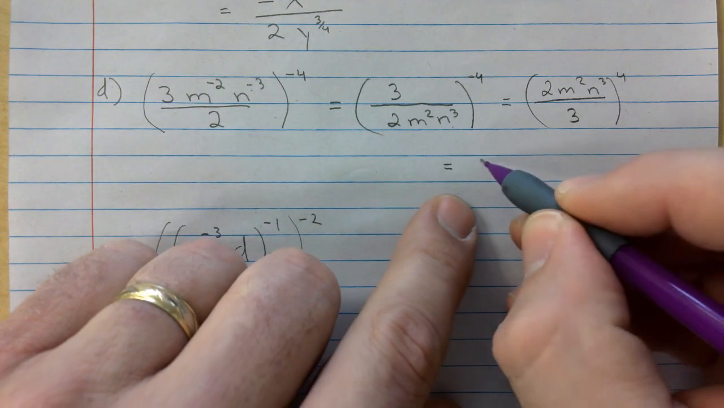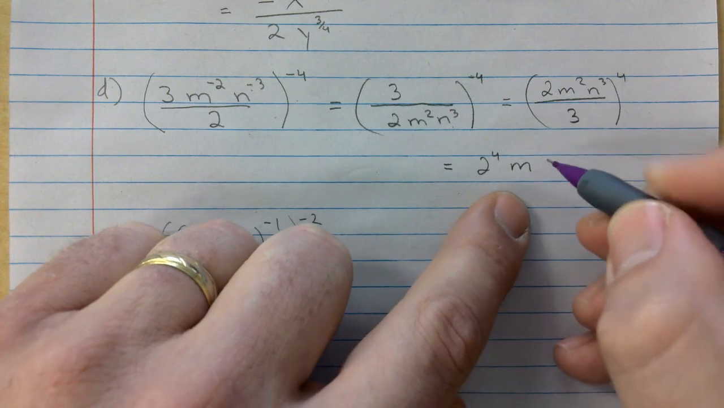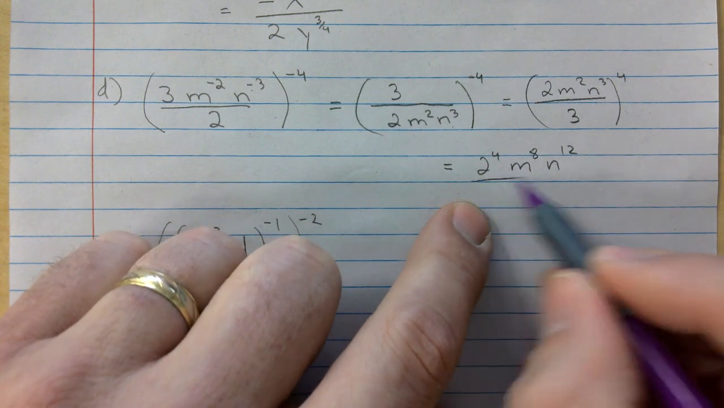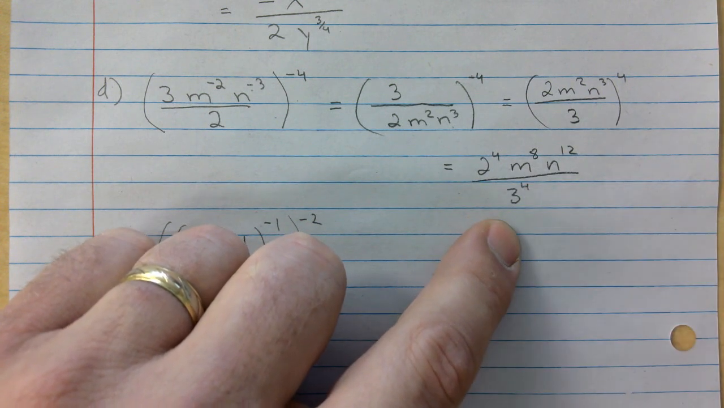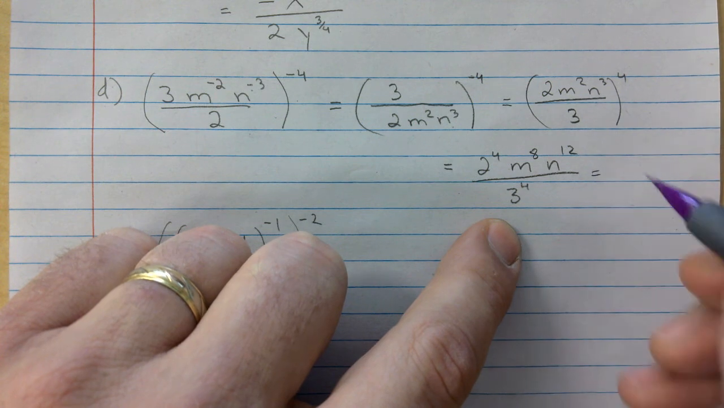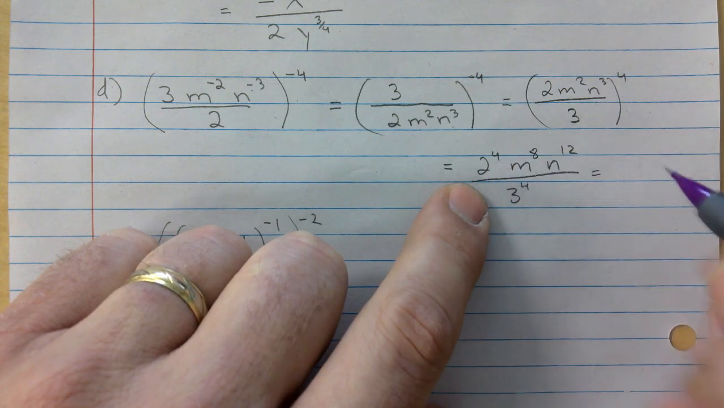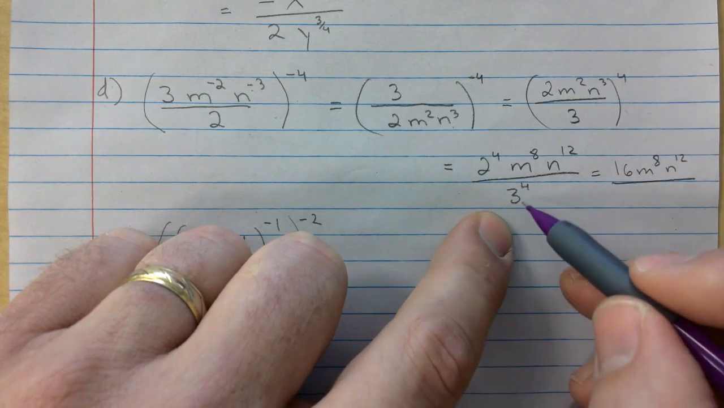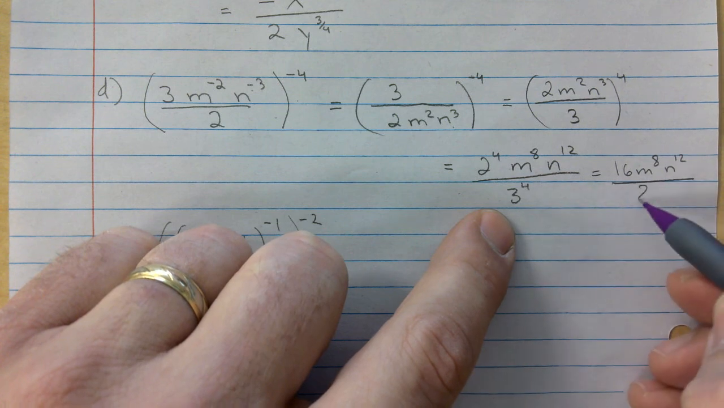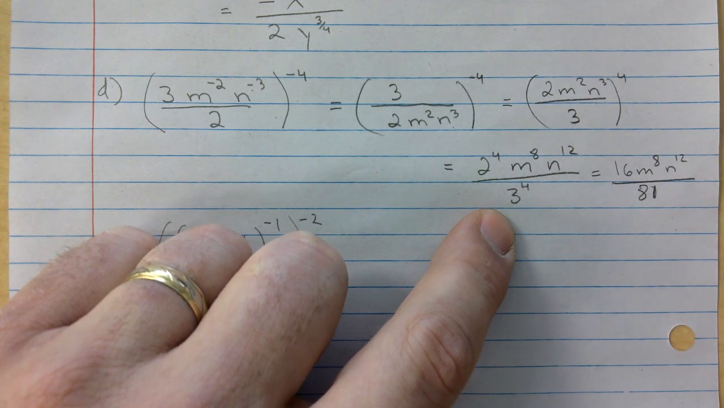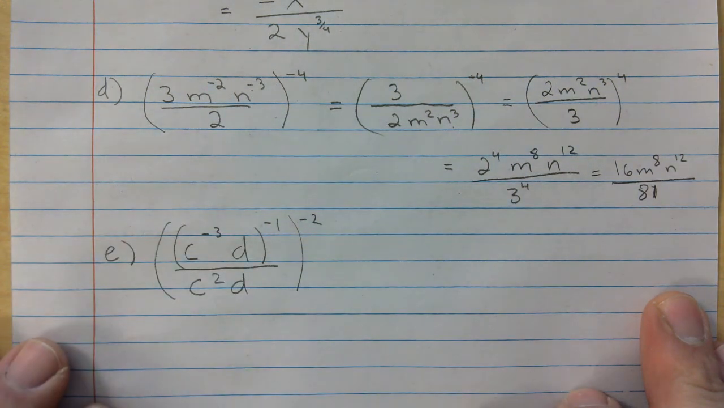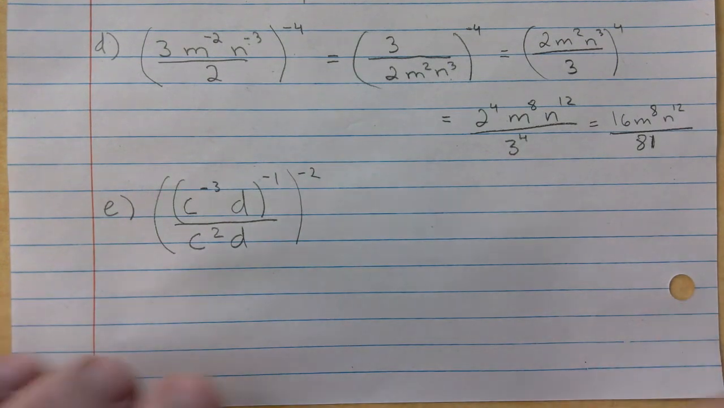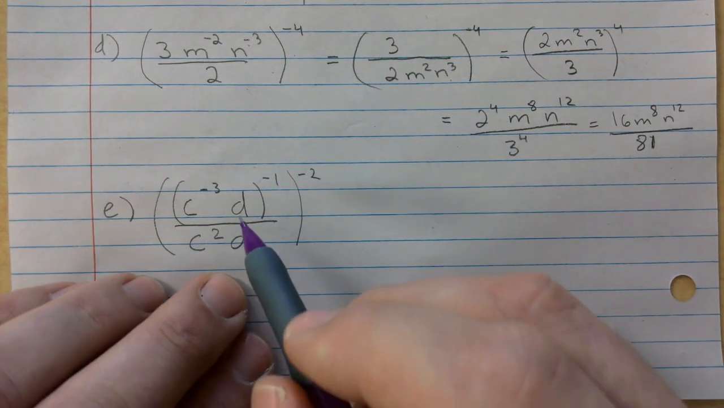Okay? So it's basically 2 to the 4, m to the 8, n to the 12, and it's also 3 to the 4. Okay? And this is really 16, right? M to the 8, n to the 12. This is really 9 times 9, which is 81. Right? And then that's it there. One last example before we go. And I'll give you some of the homework.